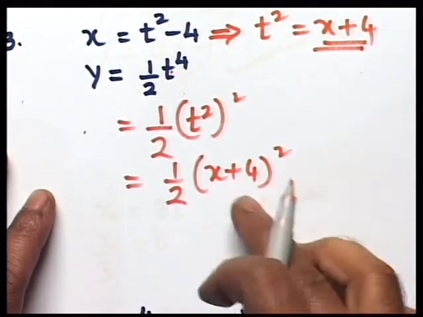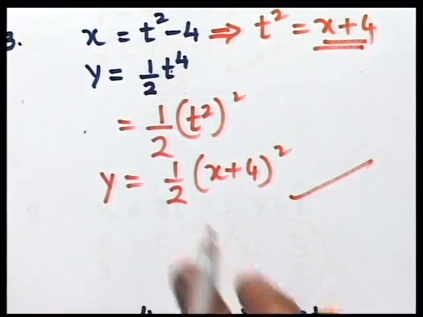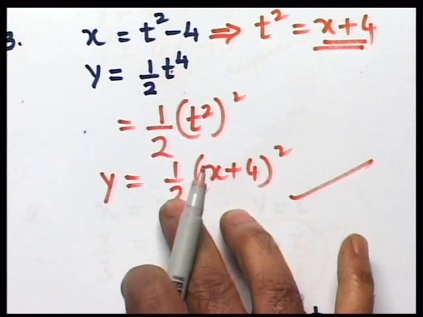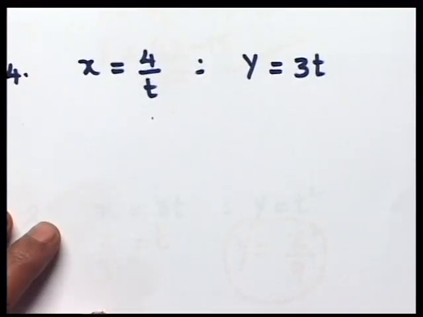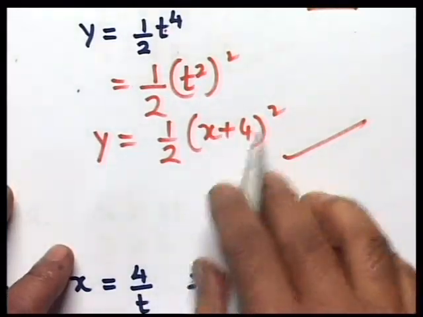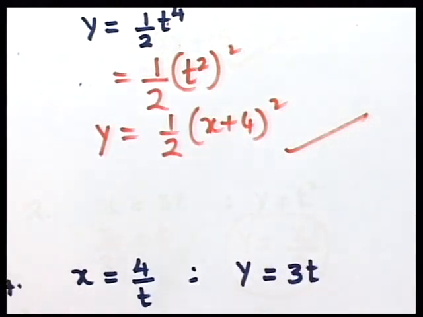You can expand it, divide by 2 or leave it like that. Okay. So that's the Cartesian form of that. Then the fourth one we have, it is always nice to know the shape of the curve, right? If you expand it, we'll get x square. So we are in a U-shaped curve.